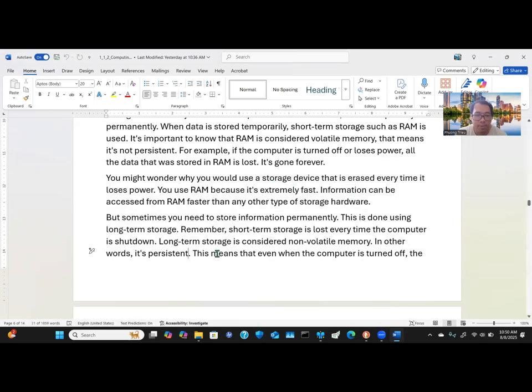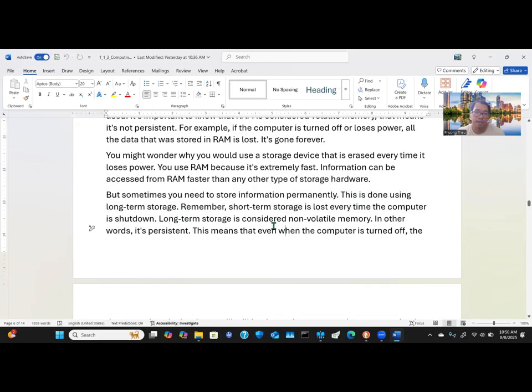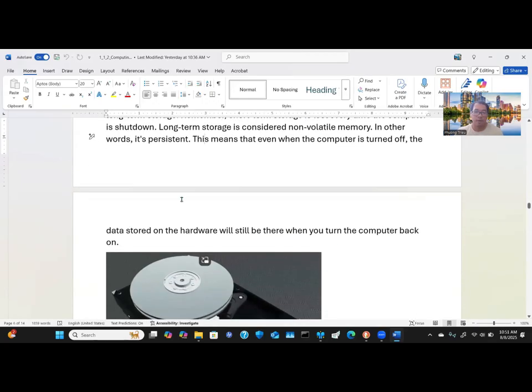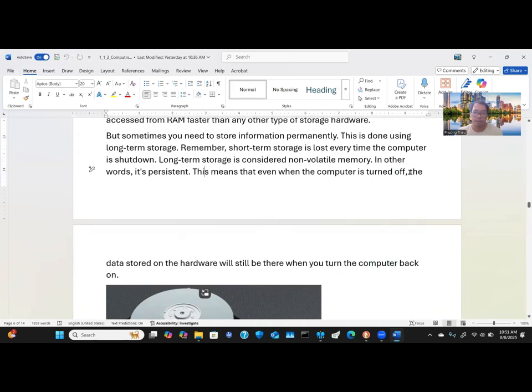But sometimes you need to store information permanently. This is done using long-term storage. Besides RAM, we also need long-term storage devices. Remember, short-term storage is lost every time the computer is shut down. Long-term storage is considered non-volatile memory. In other words, it's persistent. This means that even when the computer is turned off, the data stored on the hardware will still be there when you turn the computer back on.